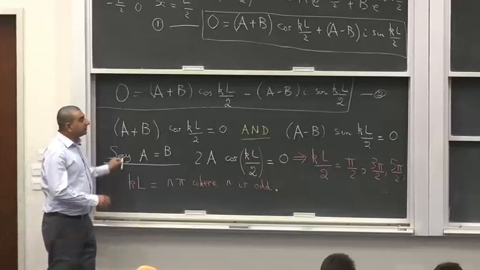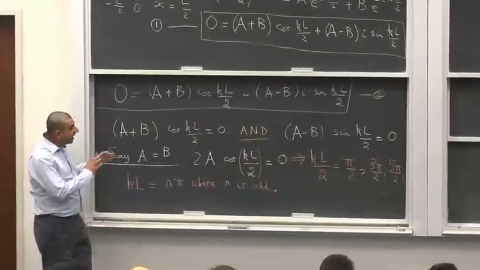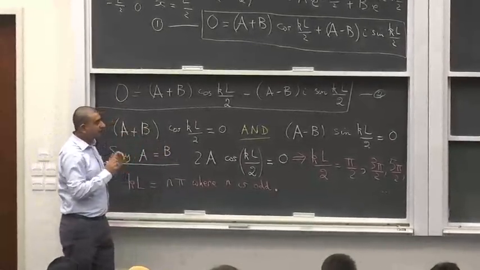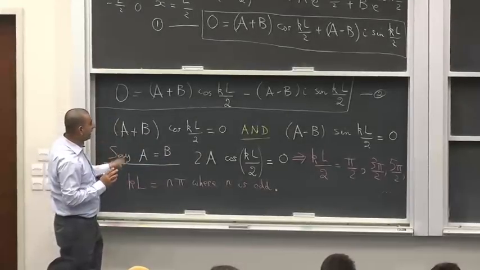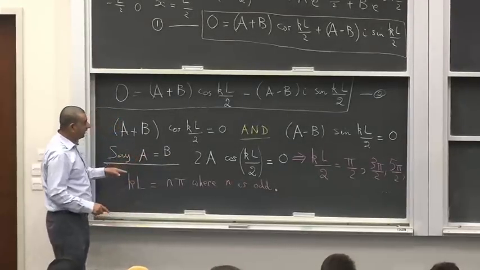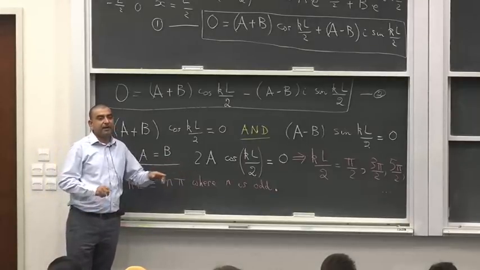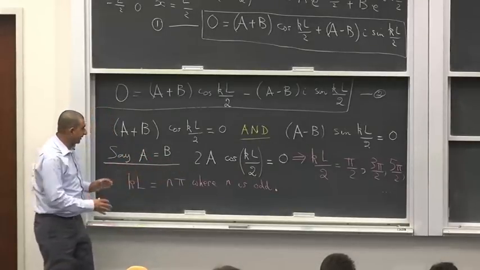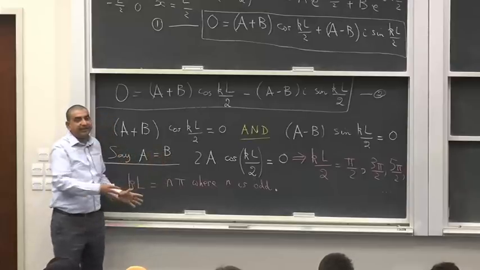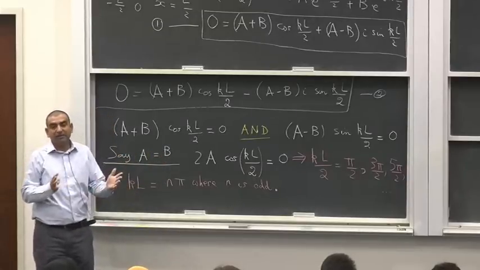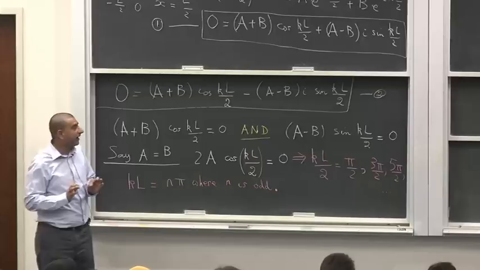So if A equals B, then I have solutions to both of these equations, and I have imposed the restriction that A equals B. If A equals B, then KL must equal pi, 3 pi, 5 pi, and these conditions together, A equals B and KL equals odd multiples of pi, would satisfy the boundary conditions.